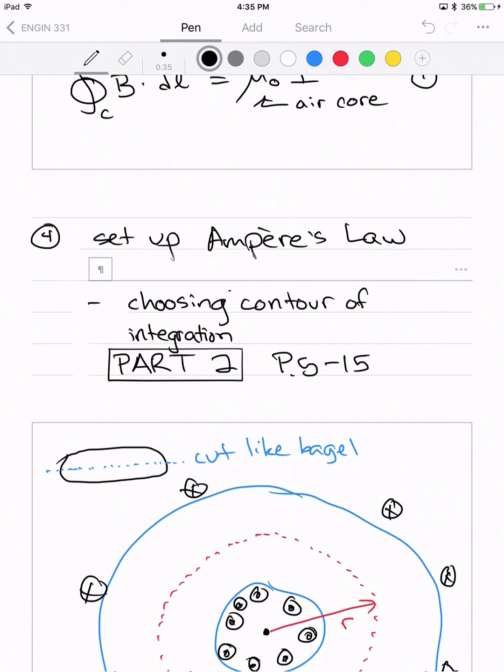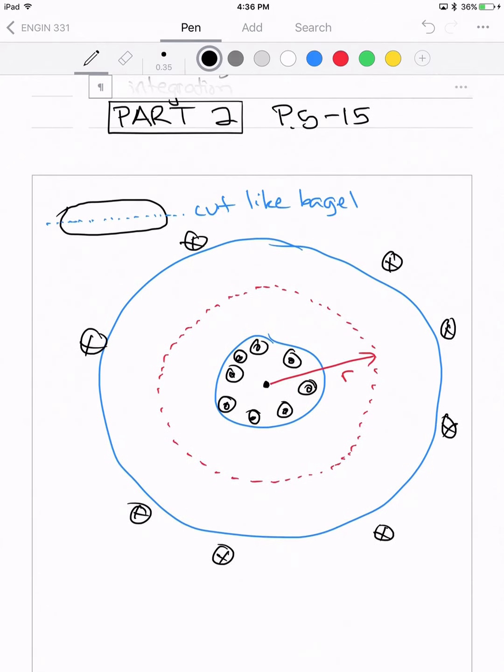All right. And we have just decided that we are going to need to know the magnetic field in order to find the magnetic flux, in order to figure out the flux linkage to find the inductance. And in order to do that, we're going to use Ampere's law to find the magnetic field inside the toroid. And our contour of integration is going to be as shown here. So we're looking at the cross-sectional view of this toroid cut like a bagel. And our contour of integration is going to be given by this red dotted line.